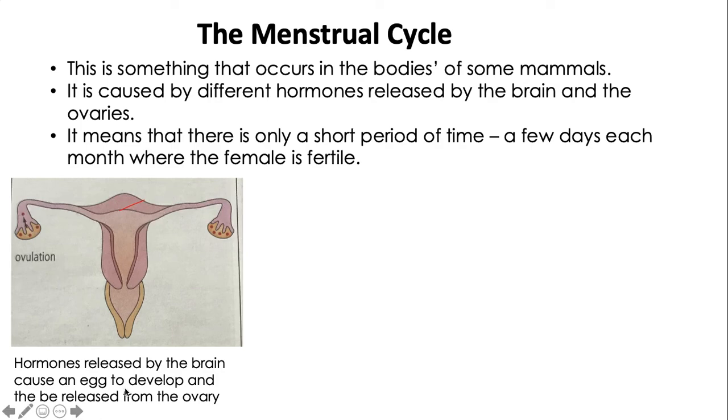There is ovulation. So ovulation, you need to know that term. It's for when there is an egg cell released from the ovaries. Okay? So ovulation is when an egg cell is released from the ovaries, and you've written in the task from last lesson that this only happens once a month. Okay? Hormones released by the brain cause an egg to develop, and it is then released. It can then be released from the ovary.